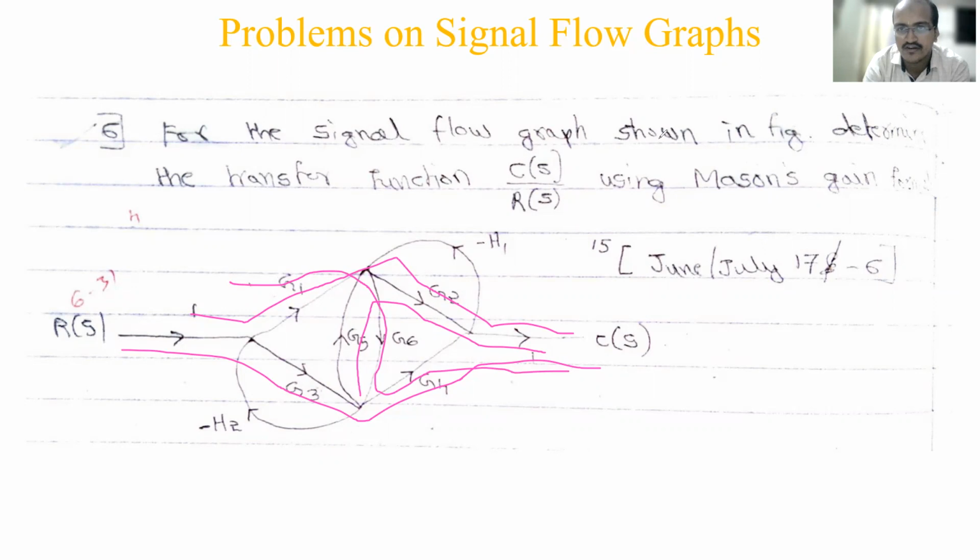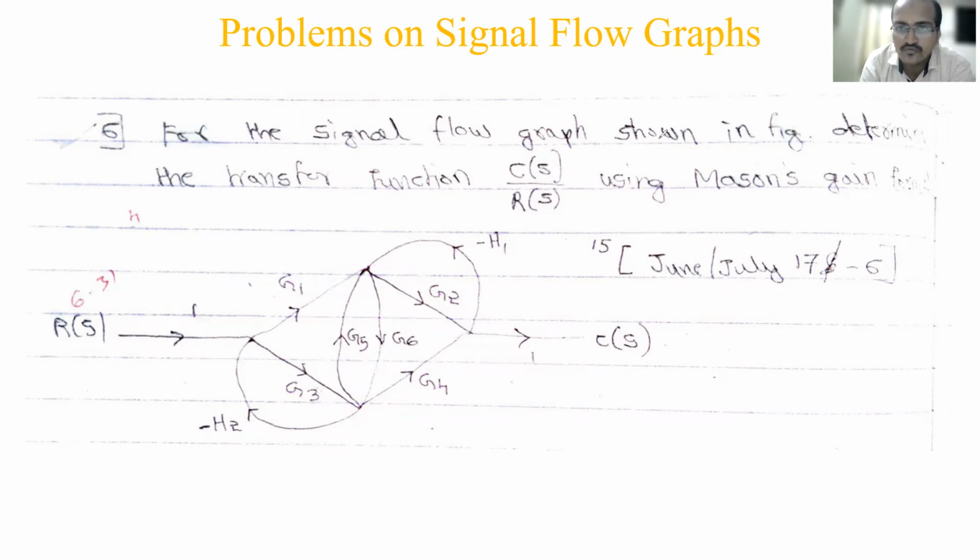Everyone has understood this because everyone correctly answered. But when it comes to loops, some have told 3 loops, some have told 4 loops. But actually we have 5 loops here. Just I will tell you what those are. Two loops everyone can identify. One loop is G2, minus H1, and another is G3, minus H2. Everyone has told that.